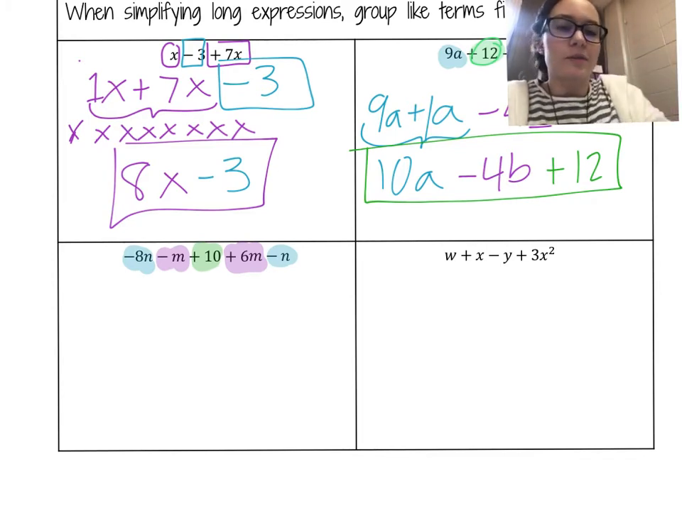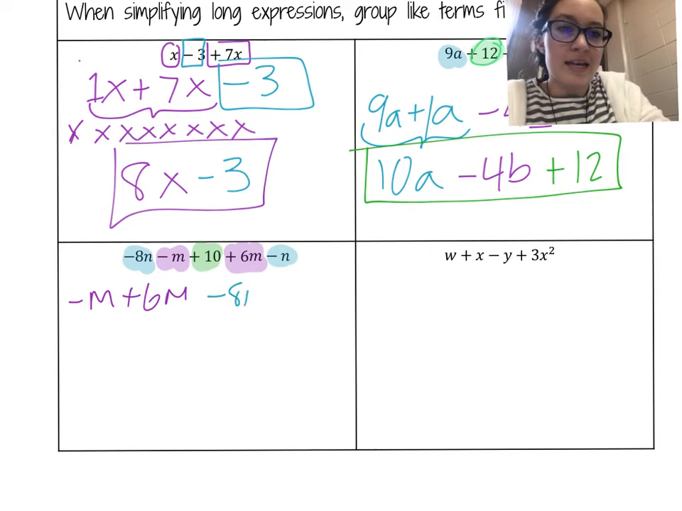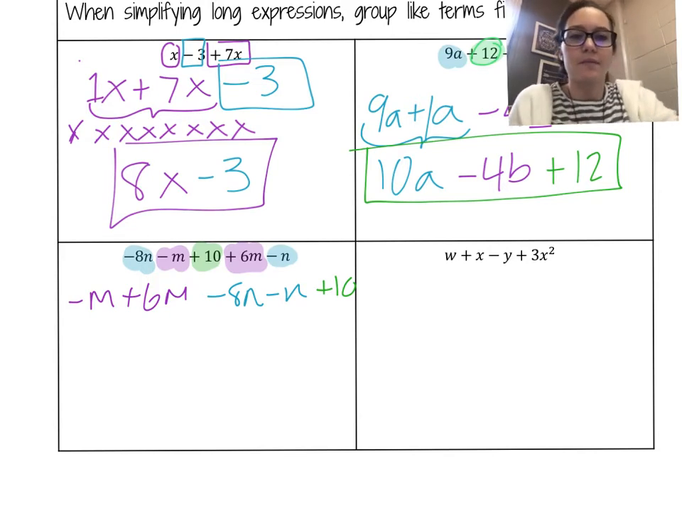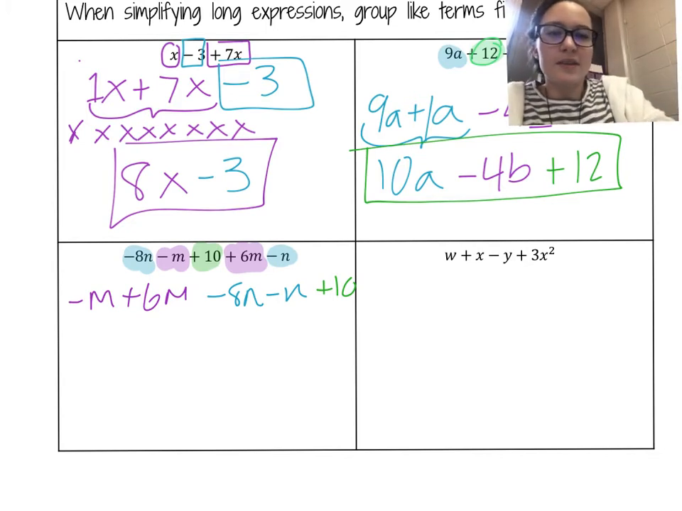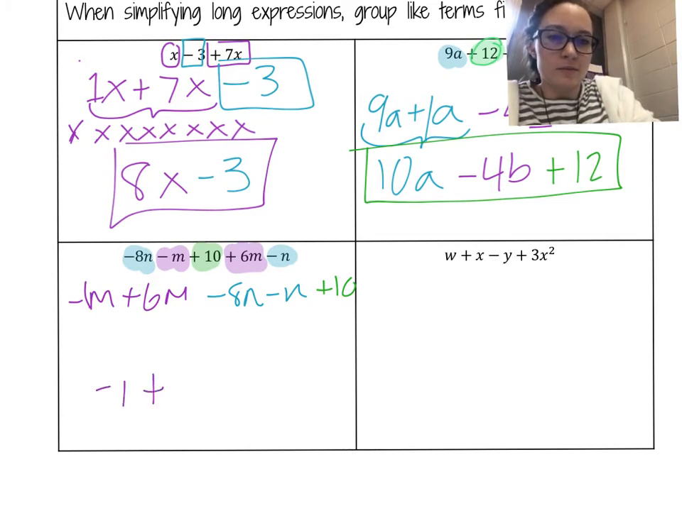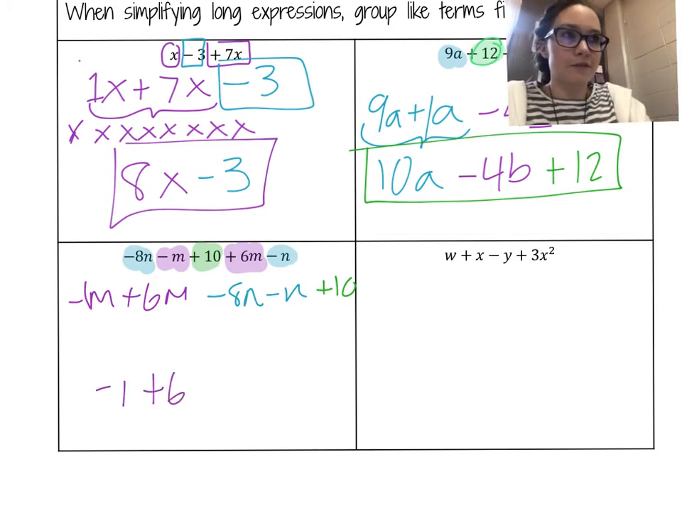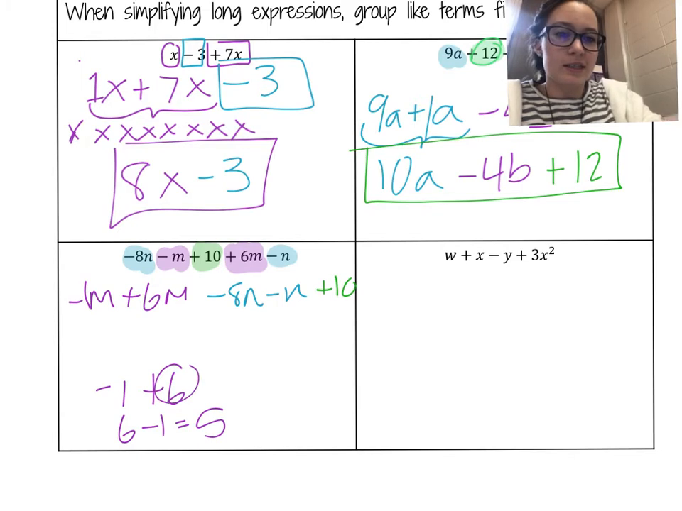Okay, so starting with the m's, I have negative m. Then plus 6m. Minus 8n minus n plus 10. So remember, a negative m is going to be a negative 1m. So here we have negative 1 plus 6. You don't have to write this part down. Okay, those are different signs, so we subtract. So 6 minus 1 is 5. 6 is bigger and positive, so this is going to be positive 5m.